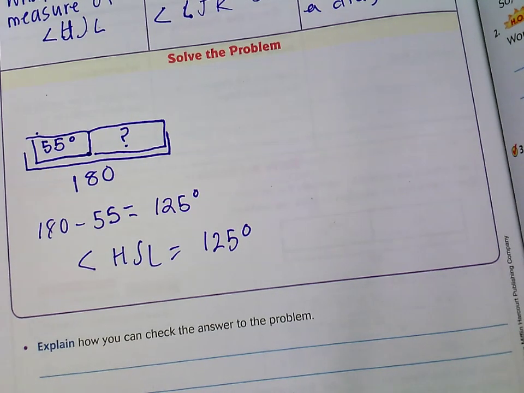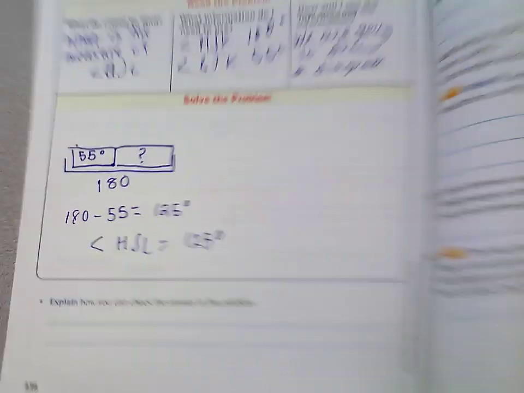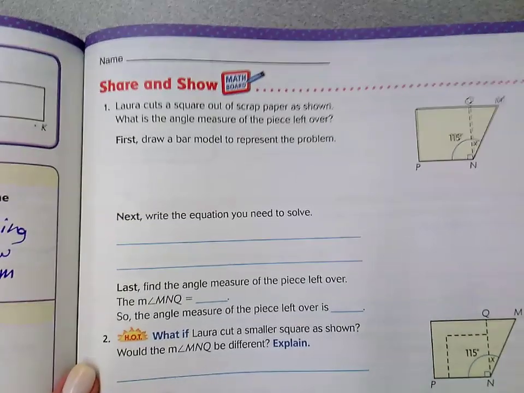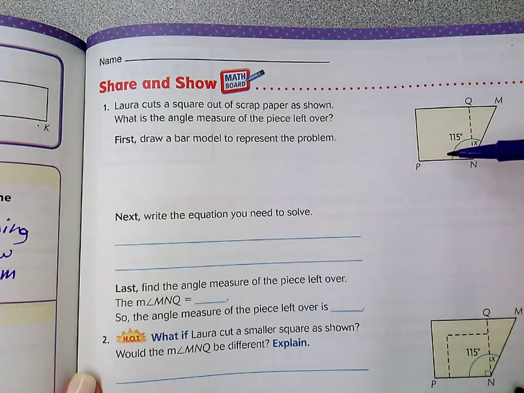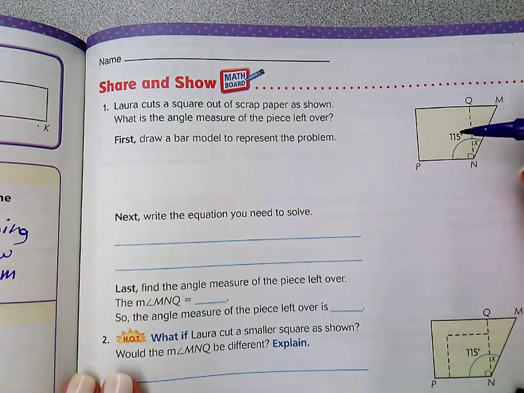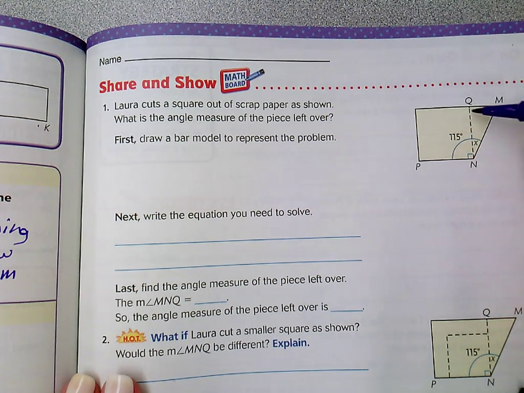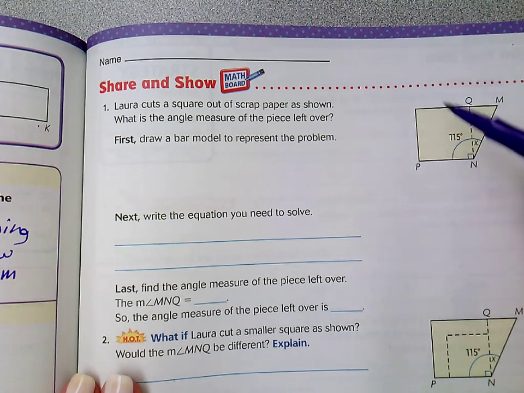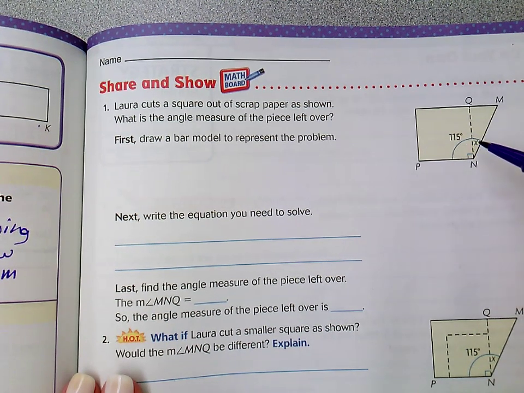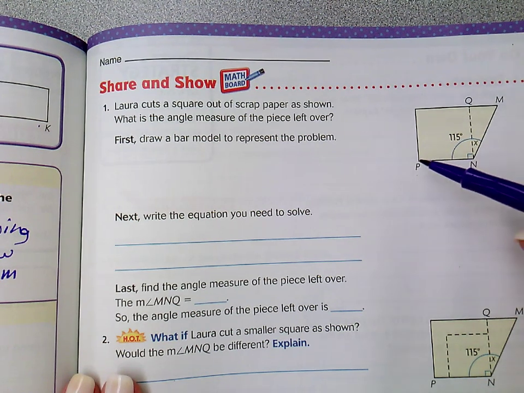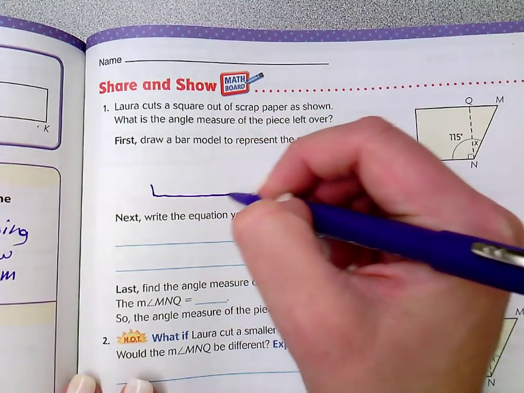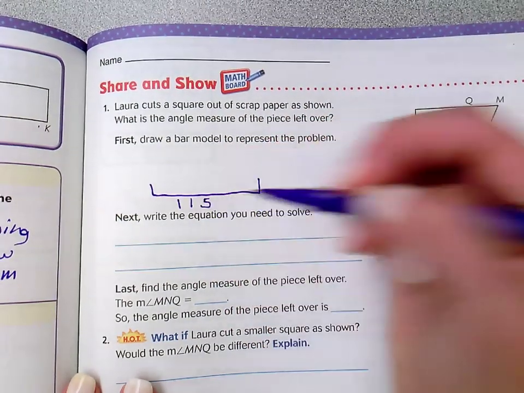Go to the next page, on page 437. At the top, it says Laura cuts a square out of scrap paper as shown. What is the angle measure of the piece left over? So first we're going to draw a bar model. You see how this makes this little blue semicircle? It's telling us that this whole angle right here, MNP, is 115 degrees. So we know that the whole thing is 115 degrees.